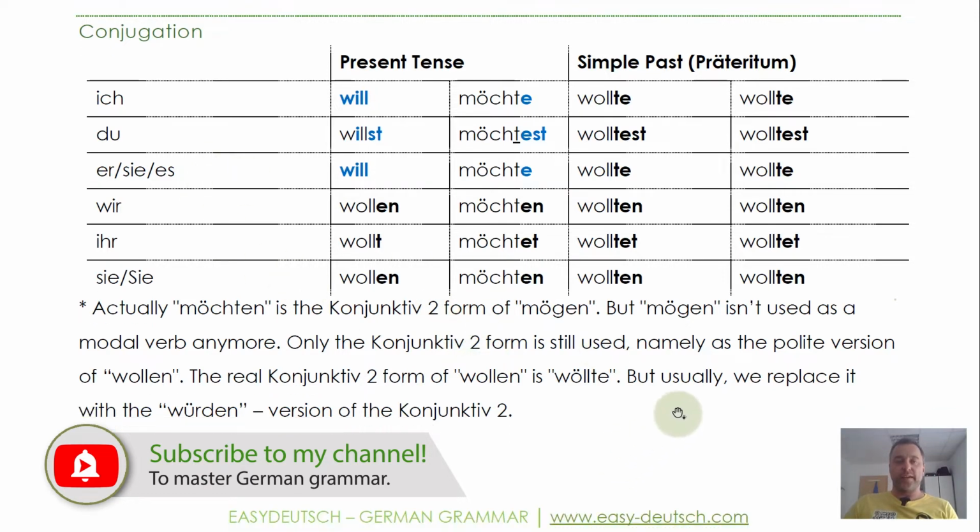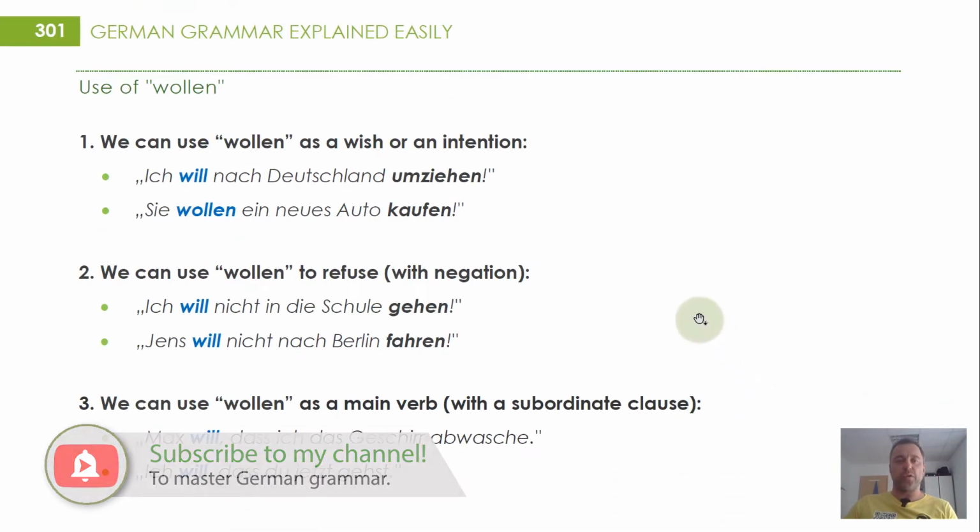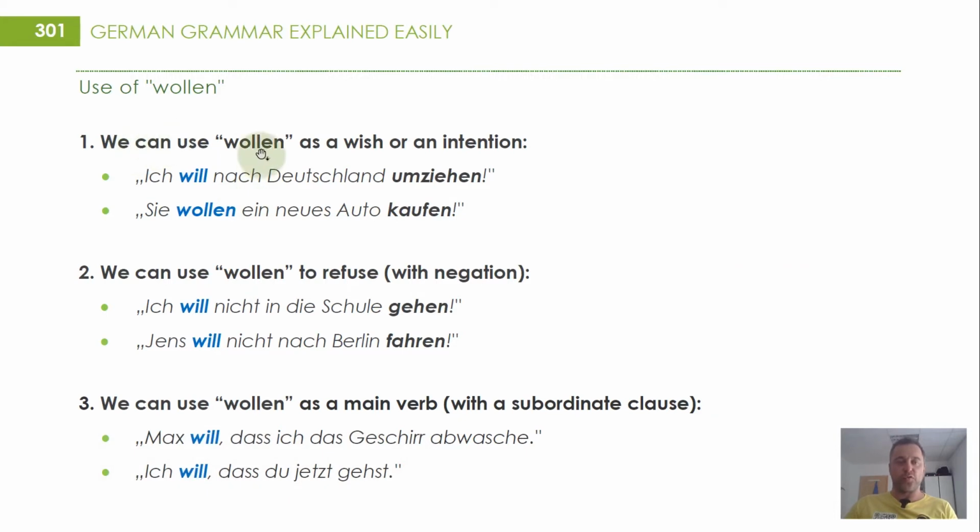So this is wollen. And when do we use wollen? Same like to want something in English, like for a wish or intention. Ich will nach Deutschland umziehen, so I want to move to Germany. Also, we can use wollen to refuse something with a negation, obviously. Ich will nicht in die Schule gehen, so I don't want to go to school. And we can use wollen actually as a main verb if we combine it with a subordinate clause, with a Nebensatz.